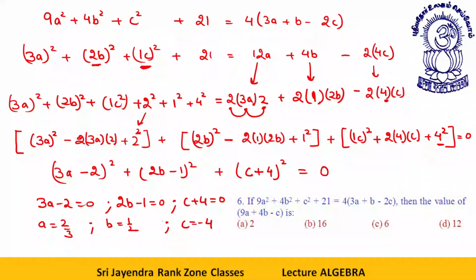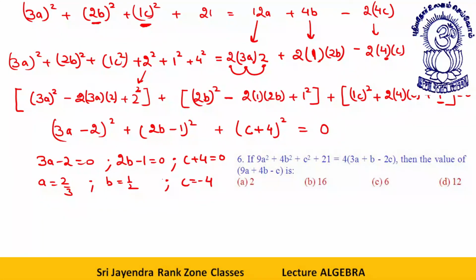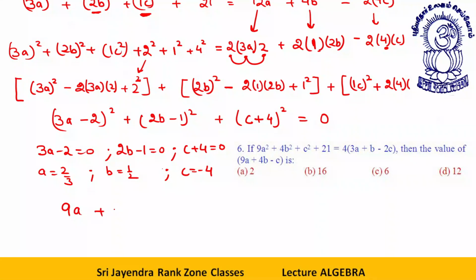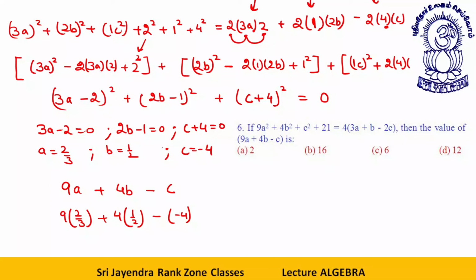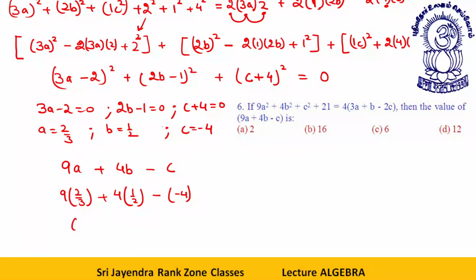Next, what do we require? 9a + 4b - c. A is 2 by 3, b is half, minus c is minus 4. So this becomes 9 into 2 by 3 is 6, plus 2, plus 4. This becomes 12. This is your answer, my dear students. I am sure this must be clear to all of you.